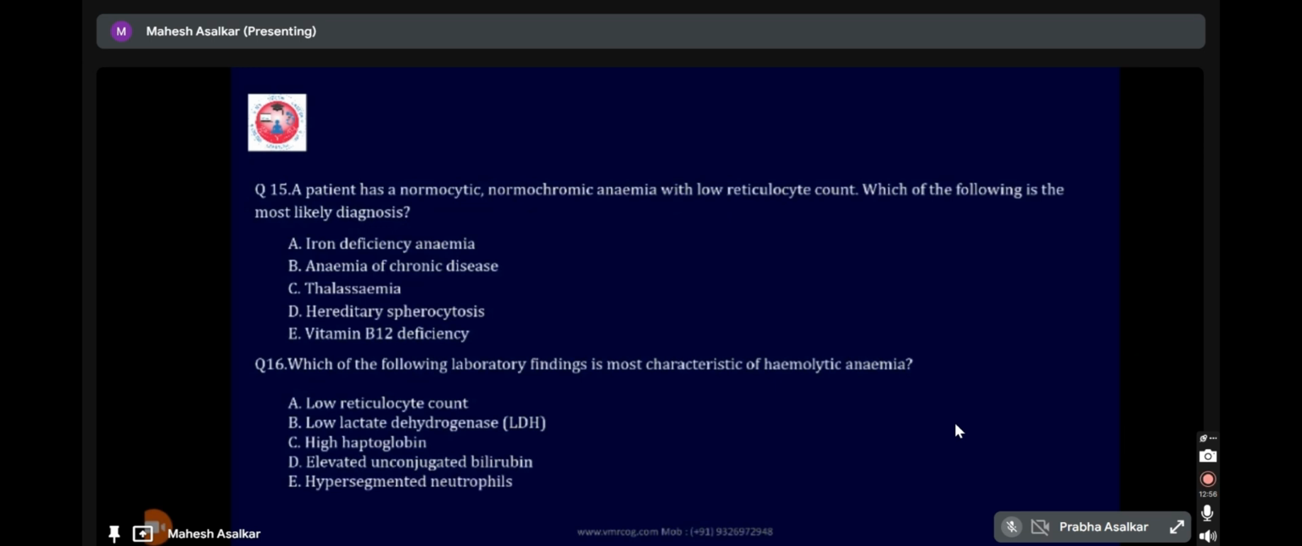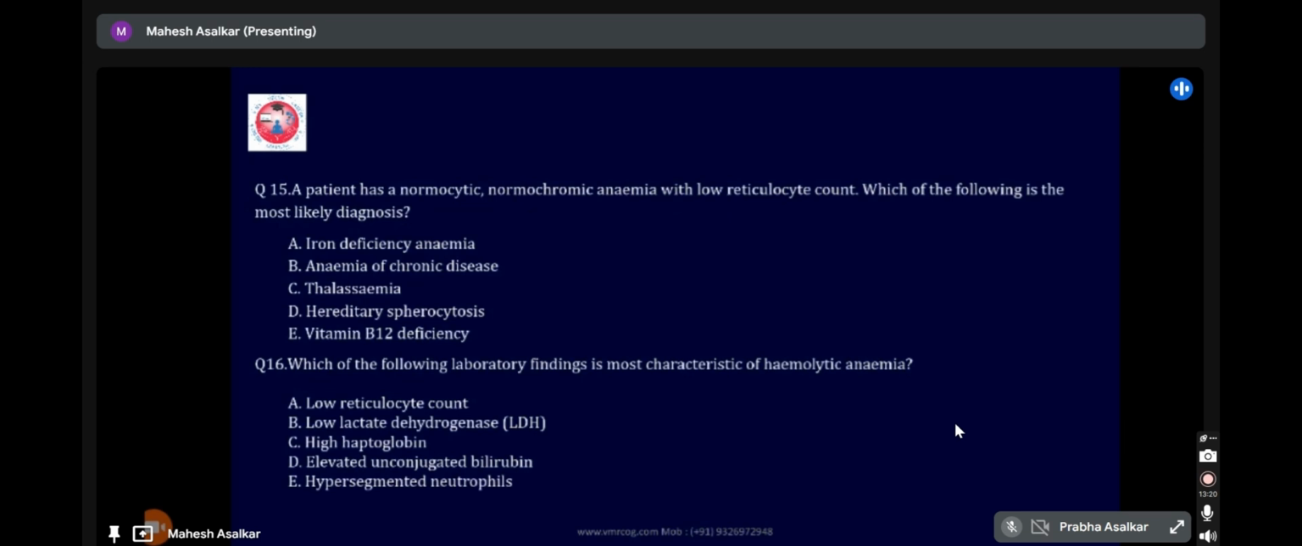Anemia of chronic disease, because there will be decreased production. It's normocytic normochromic, but still there is an anemia. The rest of the options will have some other associated findings. Iron deficiency will not be normocytic normochromic, it is microcytic. Vitamin B12 deficiency will also not fit, and hereditary spherocytosis will give a typical picture.